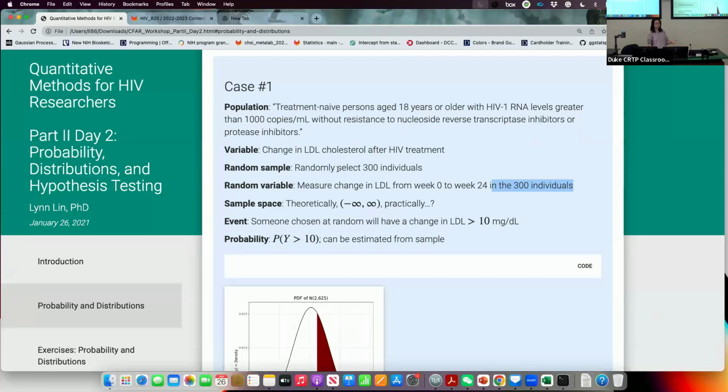And what's the sample space? The sample space means all the possible values that the change in LDL can take. Theoretically, first of all, the change is continuous. It's not categorical, it's not binary. So theoretically, the change can be from negative infinity to infinity. But what's the practical sample space for that? Anyone knows?